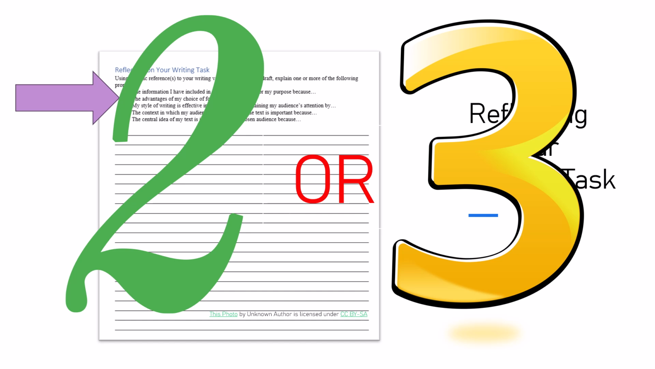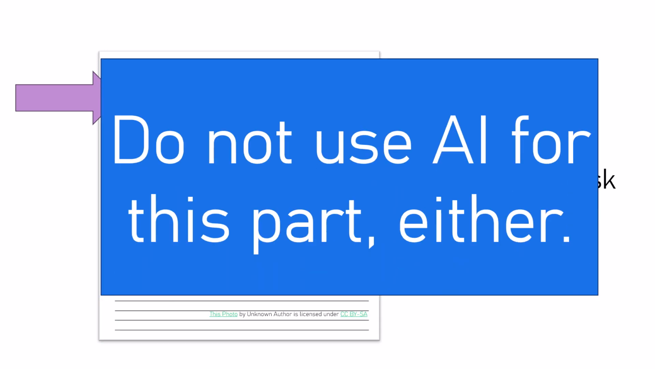And if you don't have good examples of techniques you use to make your text great, I recommend you pick a different prompt. If you write this by hand, it must be in ink. It is acceptable for this assignment to type it, but it is not acceptable to use AI for any part of this either.